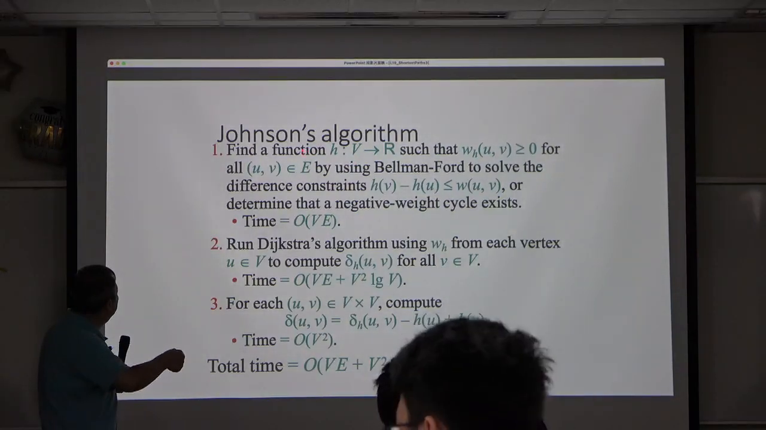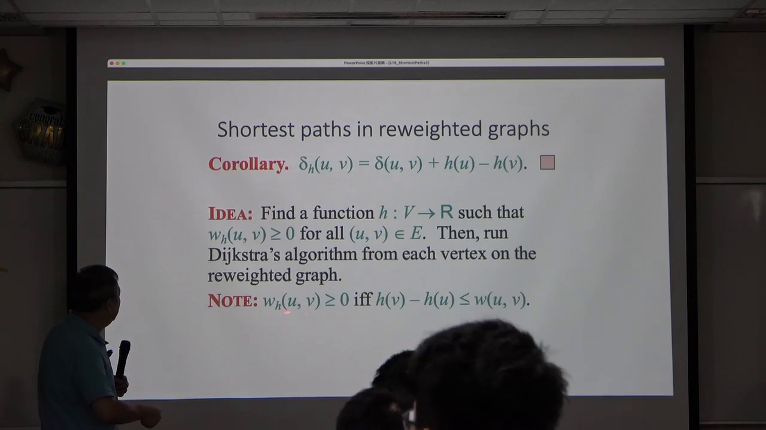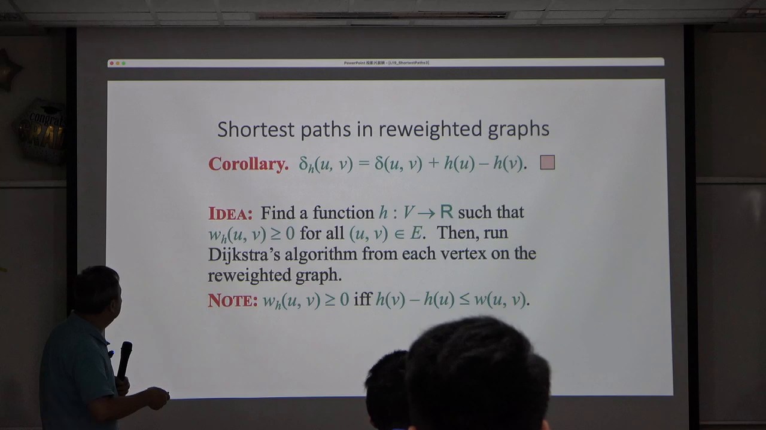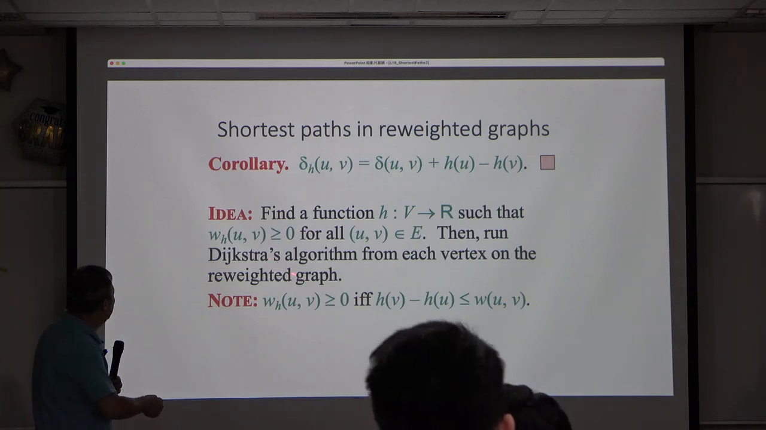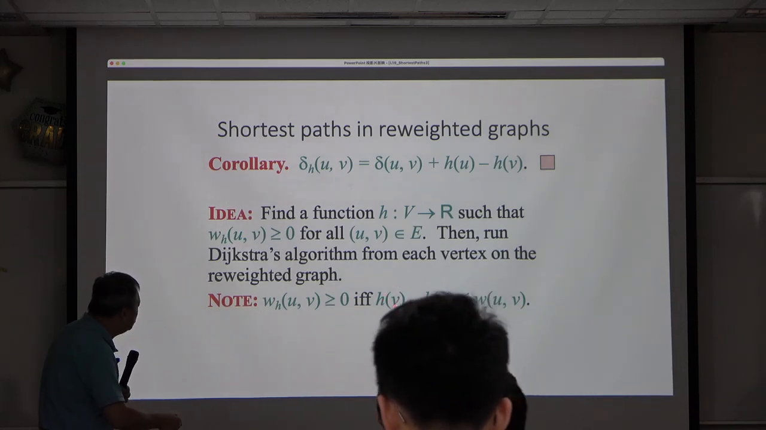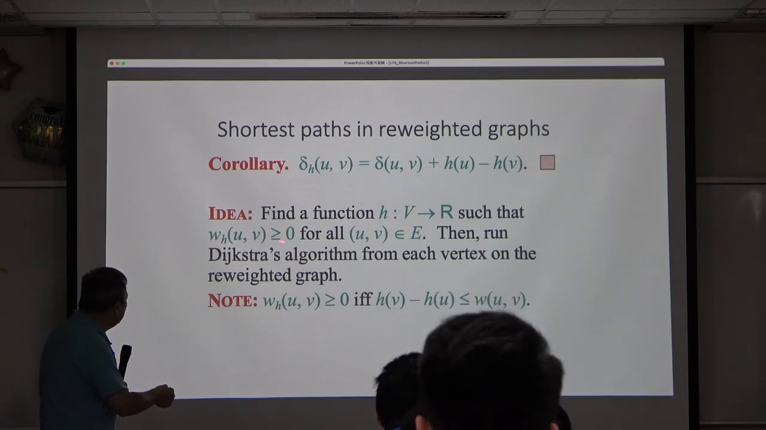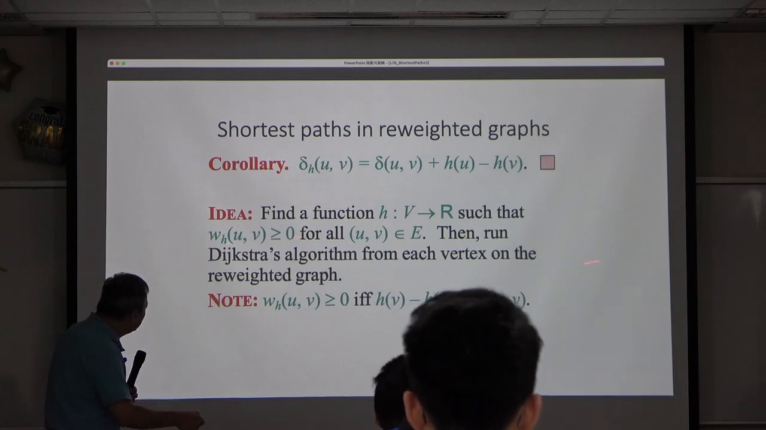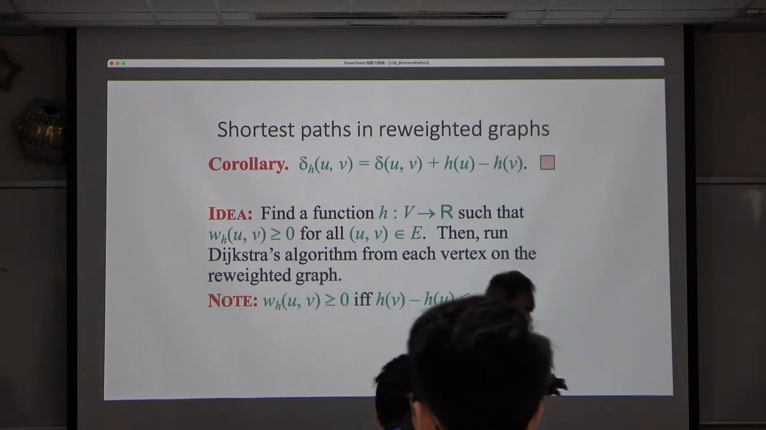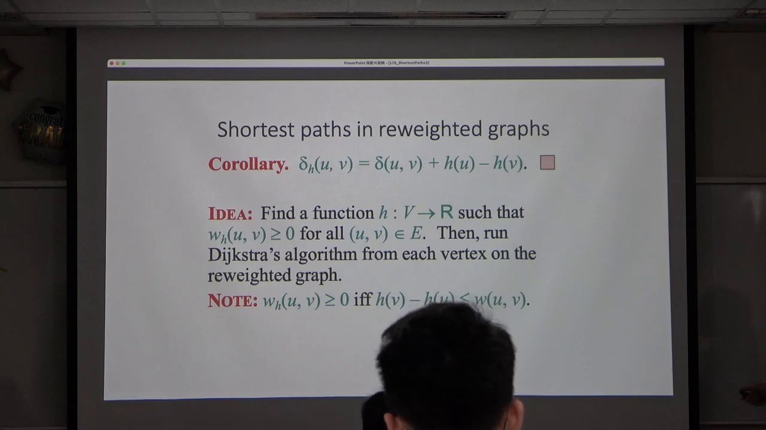Okay, we end up with this one. As long as we can guarantee every edge has HU and HV values such that HV minus HU is smaller or equal to WUV, this will help us use the Dijkstra algorithm to solve the shortest path, because every edge weight is going to be positive. I mean, greater or equal to 0.